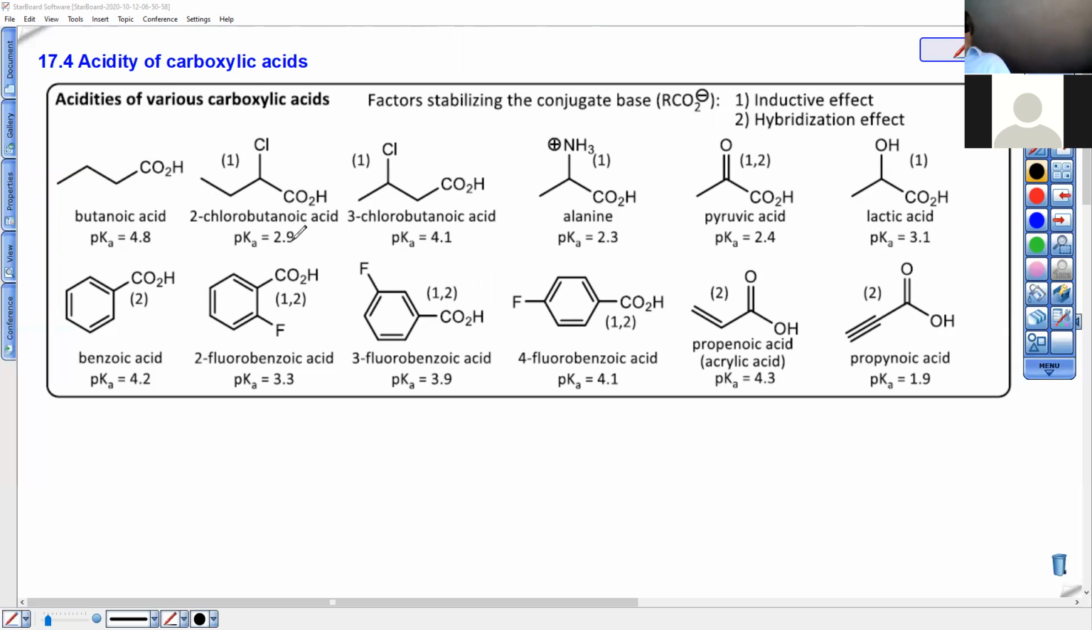And the answer to that question is not why does the chlorine make this more or less stable. The answer to the question has to be based on stabilizing the conjugate base's stability. And that is called the inductive effect.